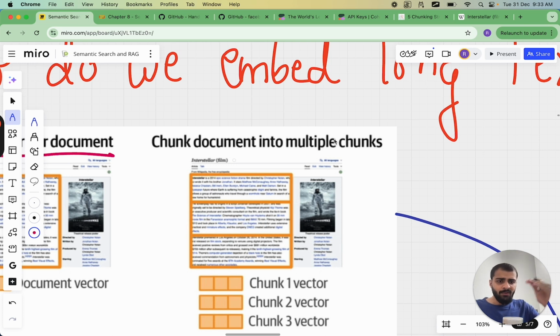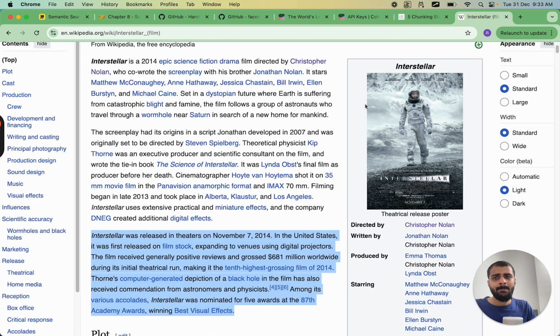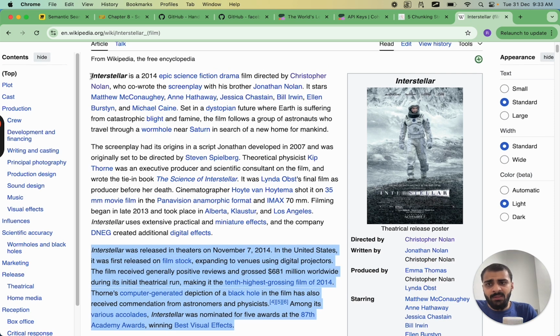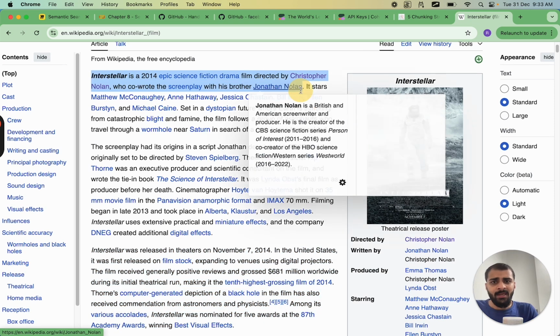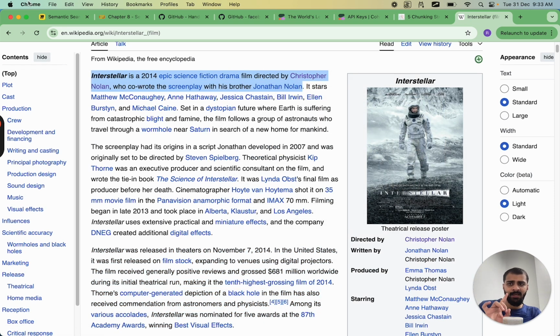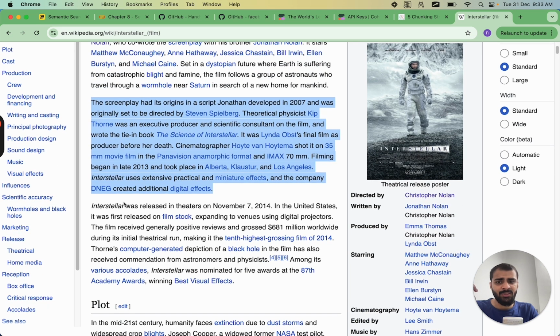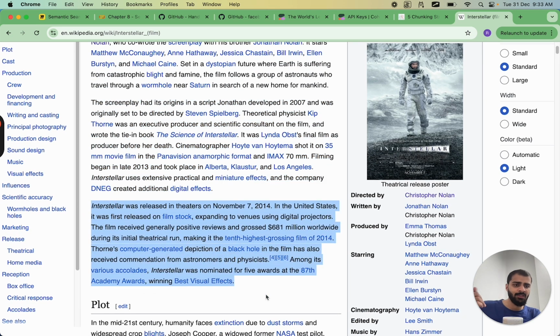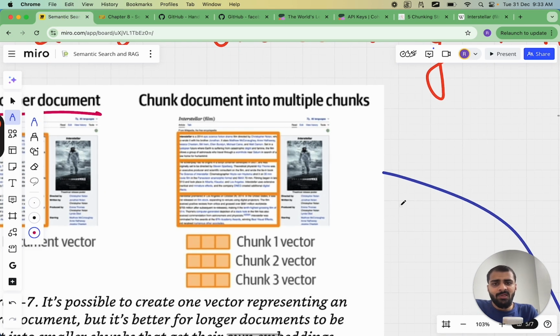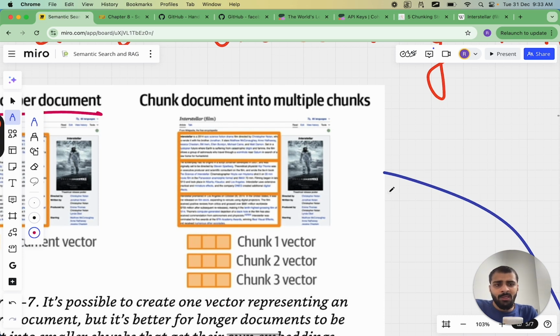Now here also there are different ways of how to chunk it into multiple chunks, right? Currently what we saw in the code was we took every sentence and used every sentence as one chunk. There are different ways to do this. You can do paragraph level chunking, which means you can take this one paragraph as one chunk, the second paragraph as the second chunk, and the third paragraph as the third chunk. So let us understand the different ways to chunk one document into multiple chunks.